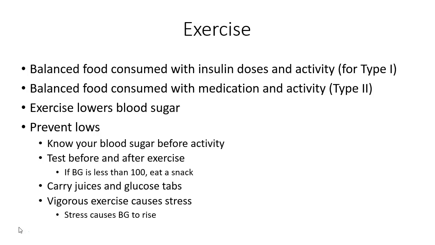So test before and after exercise. If your blood glucose is less than 100, then you want to eat a snack. It's all a matter of trying to balance it around that 100. So carry juices, glucose tabs. This will give you quick sugar. So if you do drop down to 75 and you take the glucose tabs, which is basically a sugar tablet, or some juices, then it will bring you back to the 100. It's okay if it brings you to the 126 or the 150 to the 200. At least you're getting yourself above the normal range, and then you can slowly start to balance yourself back out. Vigorous exercise causes stress, so stress causes blood glucose to rise.